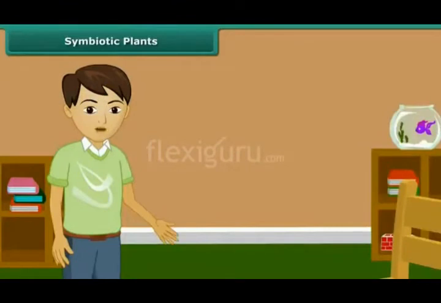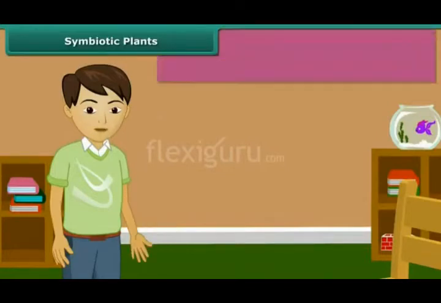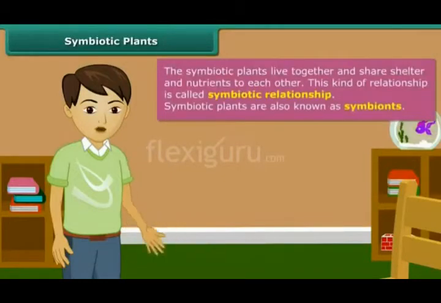Friends, have you ever heard about symbiotic relationship? And what is the meaning of this term exactly? The relationship between two dissimilar organisms in which both are living together and share shelter and nutrients to each other is called symbiotic relationship. The organisms which are involved in this kind of relationship are called symbionts.